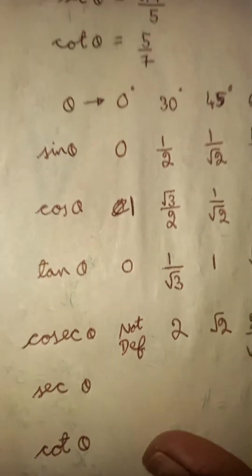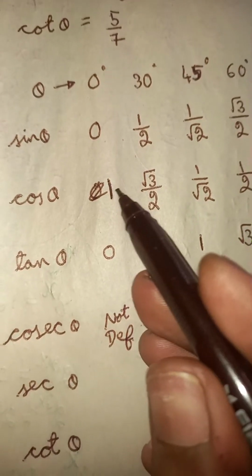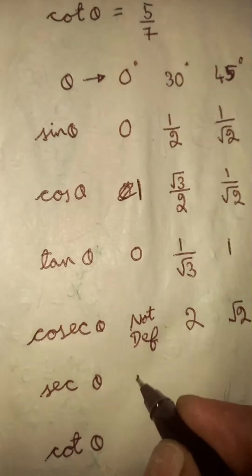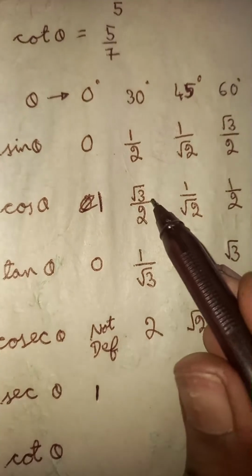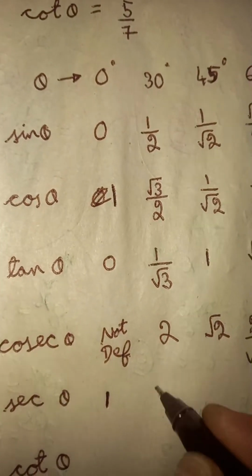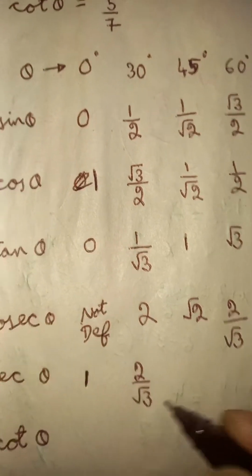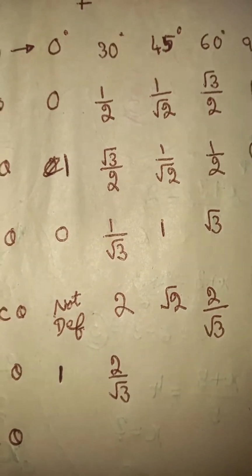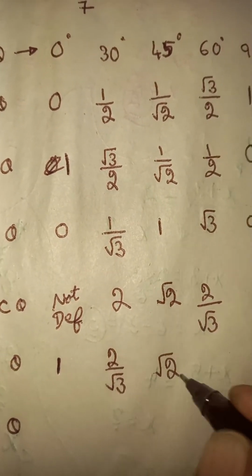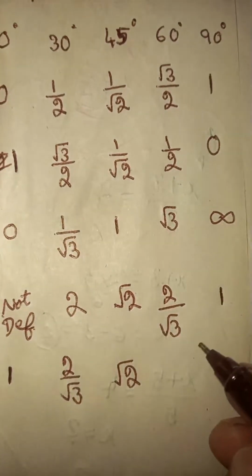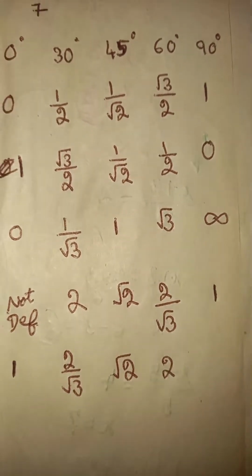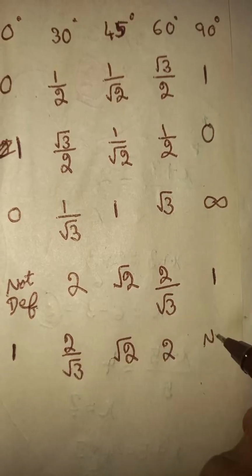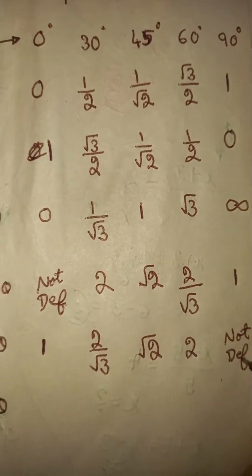Here you're going to get secant theta. 1 is going to become equal to 1, and root 3 by 2 after reciprocal is going to become 2 by root 3, and 1 by root 2 when reciprocal is going to become root 2 again. This half becomes reciprocal 2, and 0 becomes not defined.